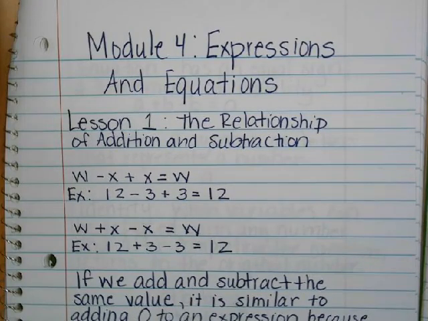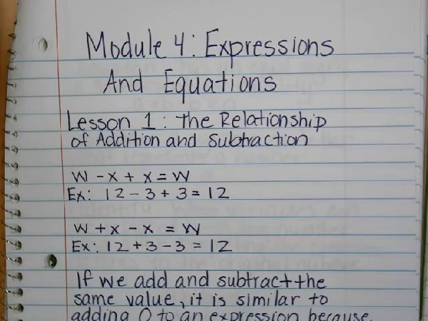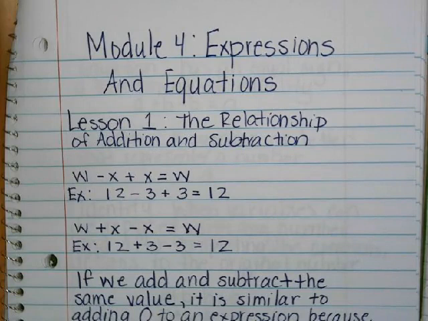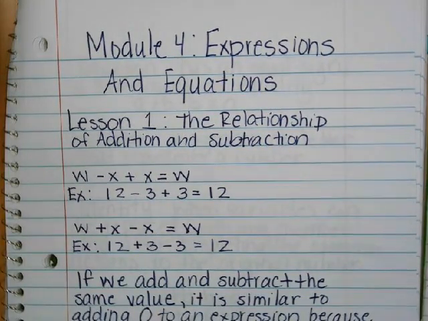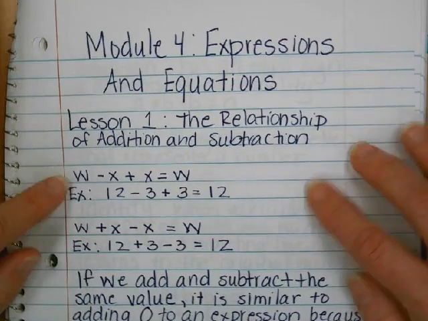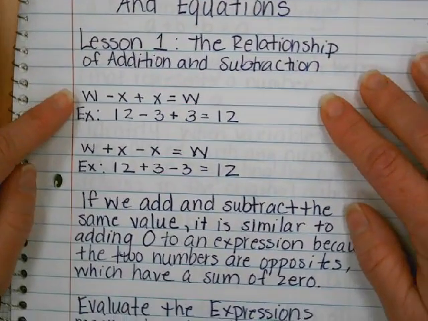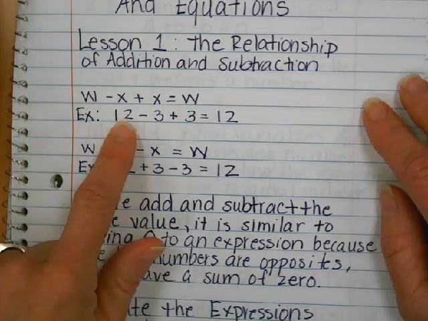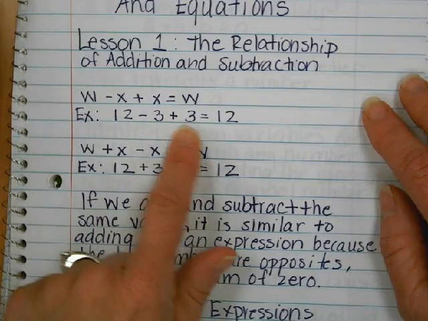So Lesson 1 is the relationship of addition and subtraction. And we're going to start out with an equation and an example, and then we'll kind of work into what that means. Most of you should recognize it from what we did in the beginning for our opening lesson. So it shouldn't be anything new, but I'll explain it as we go. So this first equation says w minus x plus x equals w. An example of that would be 12 minus 3 plus 3 equals 12.